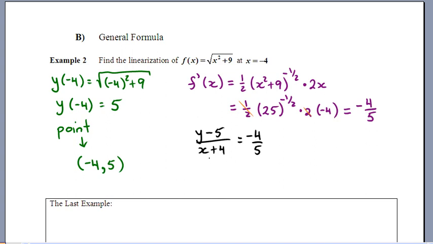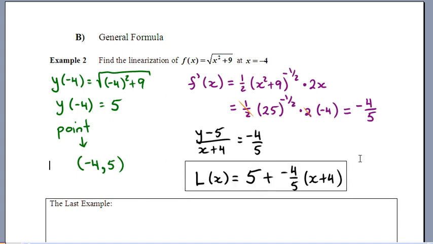Okay, moving that x plus 4 up to the other side. I don't have a lot of room, so I'm going to do 2 steps at once. I'm going to call it L of x. I'm going to move that x plus 4 up and then toss the 5 over. So there's the 5 that was beside the y, and then plus negative 4/5 and x plus 4. Great. That is perhaps a little bit more convenient to use than that square root function.